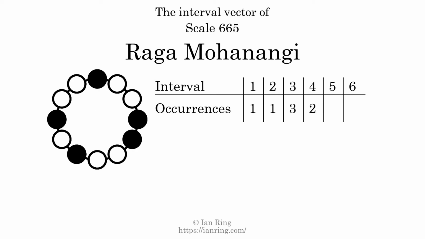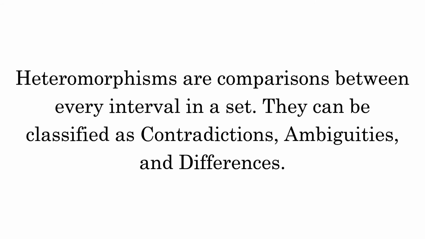There are 2 intervals with a size of 4 semitones. They are here and here. There are 2 intervals with a size of 5 semitones. They are here and here. There is one interval with a size of 6 semitones. It is here. Each interval does not appear in this scale a unique number of times, so this is not a deep scale.